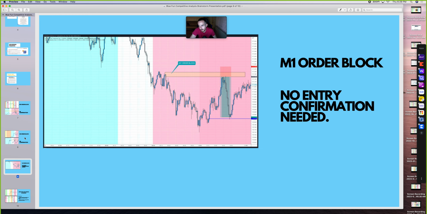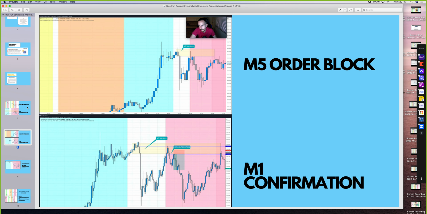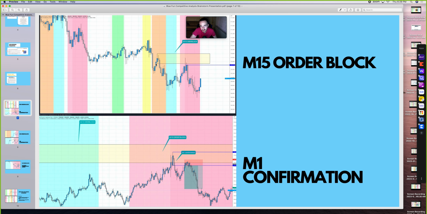That was M5, so let's do an M15 order block. Look at this M15 order block, same thing as well. When price touches it, it creates this M1 supply, giving us an M1 confirmation, and that's where our entry is coming from, and then that's when the volume comes in.